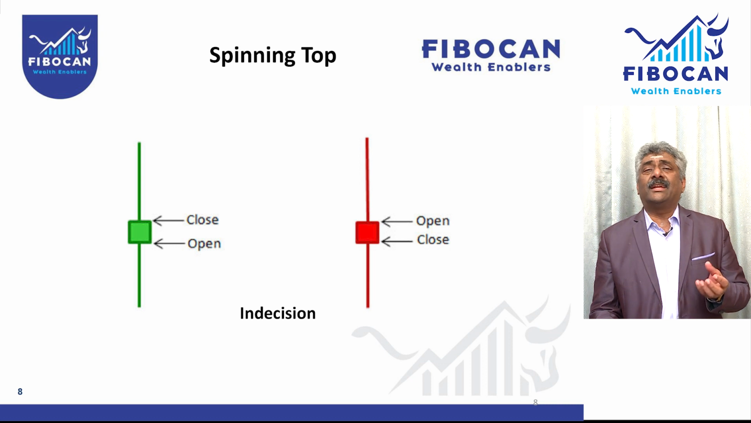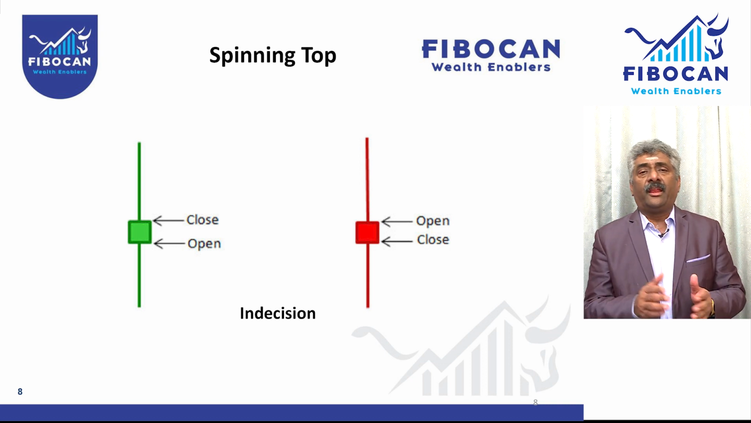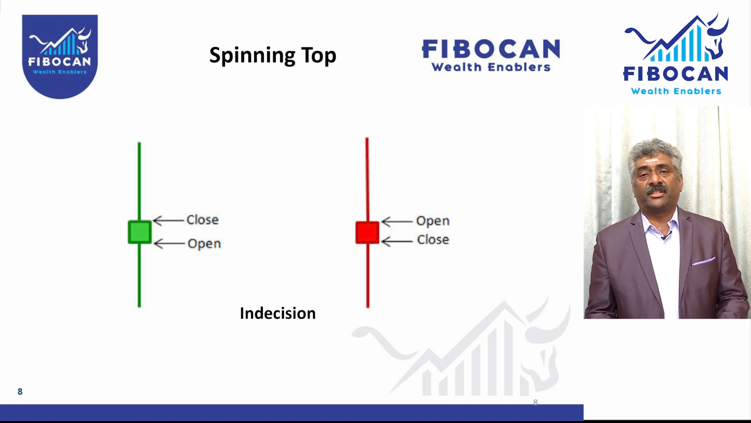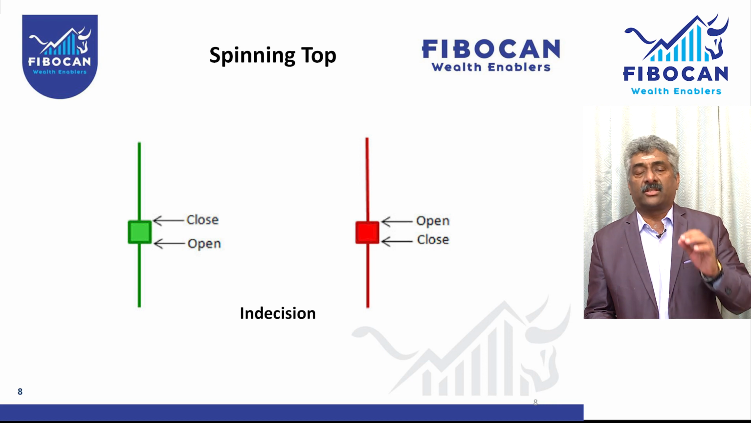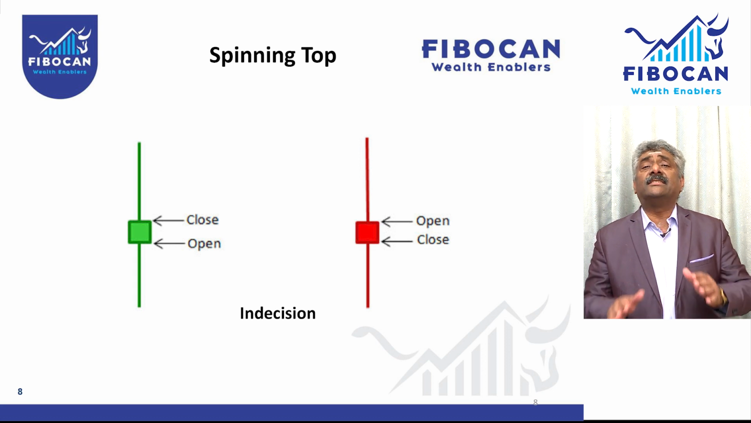What it means is indecision. Though we have shown 2 spinning tops, a green and a red one, it doesn't matter whether it is a green or red spinning top. A spinning top is a spinning top. It is indecision. Hence, if you see any candle of this kind of pattern, you have to understand 2 things. One is that it is called a spinning top. That is the name it is given. And more than the name, what you have to understand is that it is indecision.